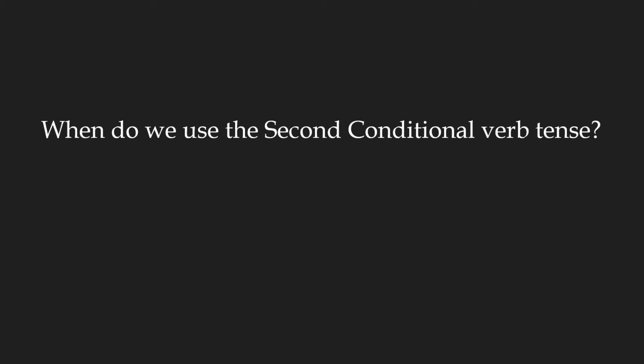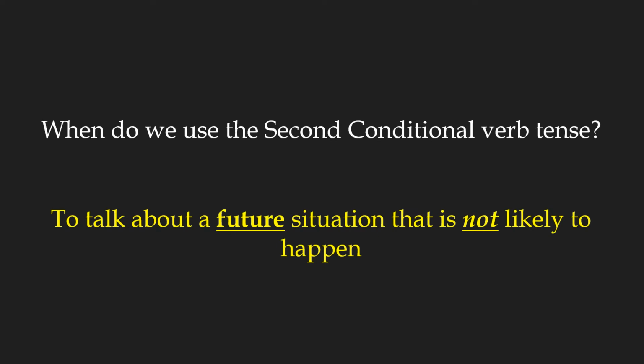So when do we use the second conditional verb tense? A lot of people ask this, and the answer is we use the second conditional verb tense to talk about a future situation that is not likely to happen. Okay, it's possible, but it's not probable. All right?